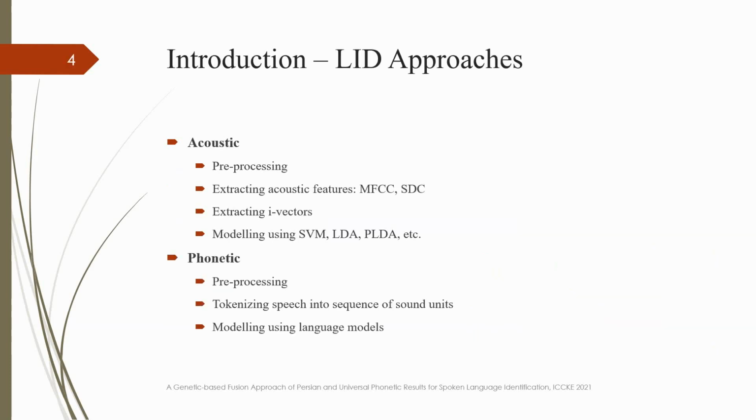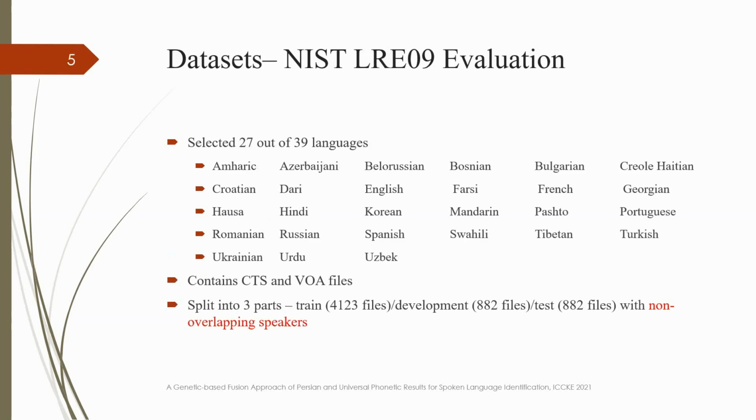There are some different approaches to encounter the LID problem. Two of the major groups are acoustic-based and phonetic-based approaches. The acoustic-based approach contains several steps, which are pre-processing, extracting acoustic features like MFCC or STC, extracting I-vectors if the acoustic approach is based on the I-vector concept, and finally modeling the features using a classifier like SVM, LDA, PLDA, or other classifiers. On the other hand, the phonetic-based approach contains pre-processing, tokenizing the input speech into a sequence of sound units, and modeling the features using language models, like n-grams or RNN language models.